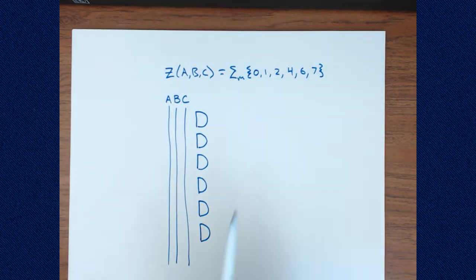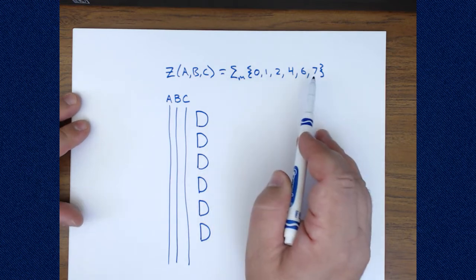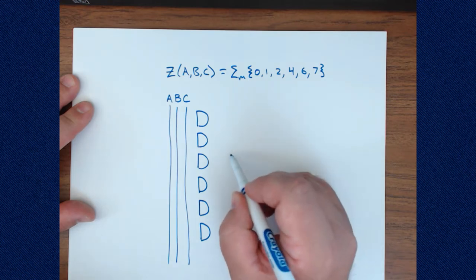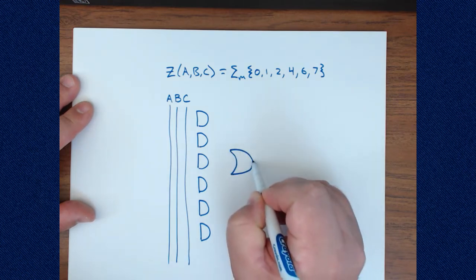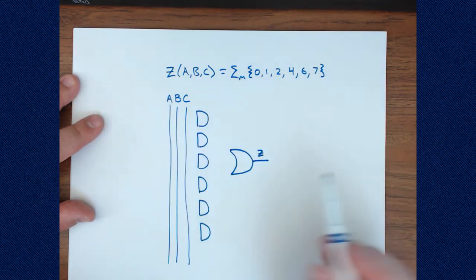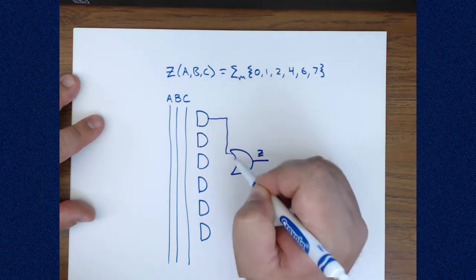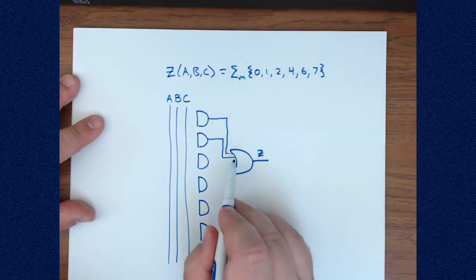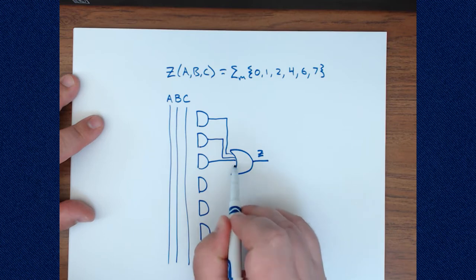I also know that this is the sum over a bunch of variable products, which means it's the ORing of all of them together. So I'm going to put a grotesquely large OR gate that has as its output our function z, and then run a bunch of wires from the input end of my OR gate to the output of these different ANDs.